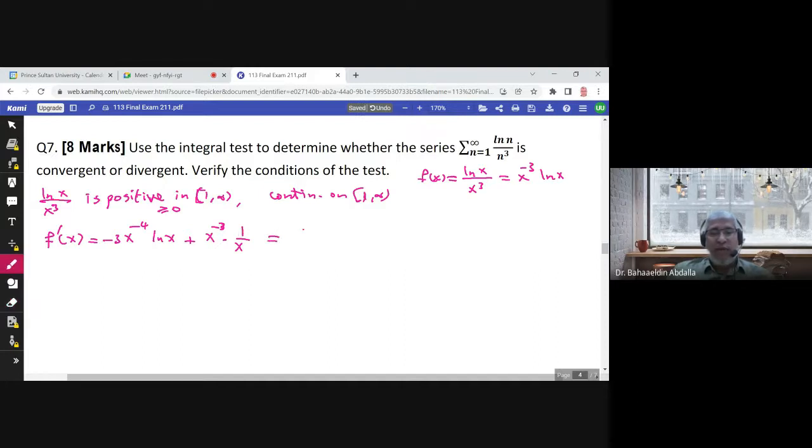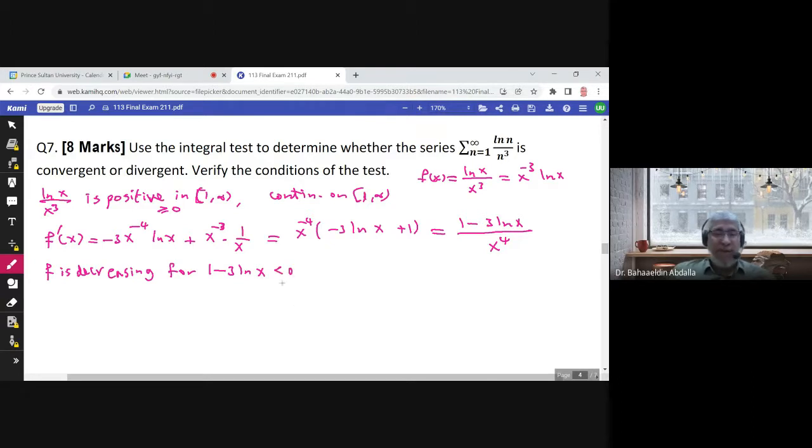So I can take x to the power negative 4 as a common factor, and I'll have negative 3 ln x plus 1. So I can write it, in fact, as 1 minus 3 ln x over x to the power 4. x to the power 4 is always positive, so 1 minus 3 ln x controls the sign of f prime. Now f is decreasing when f prime is negative, so it's decreasing when 1 minus 3 ln x is less than 0.